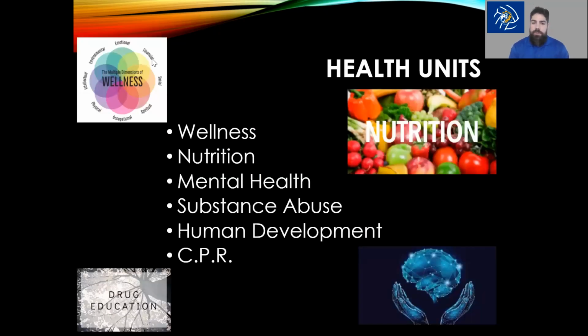Here in health, we have 6 units. We have the wellness unit, nutrition, mental health, substance abuse, human development, and CPR. I'm going to give you a real quick overview of each unit. Within wellness, what we covered was the 8 dimensions of wellness, such as emotional, financial, social, spiritual, occupational, physical, intellectual, and environmental.